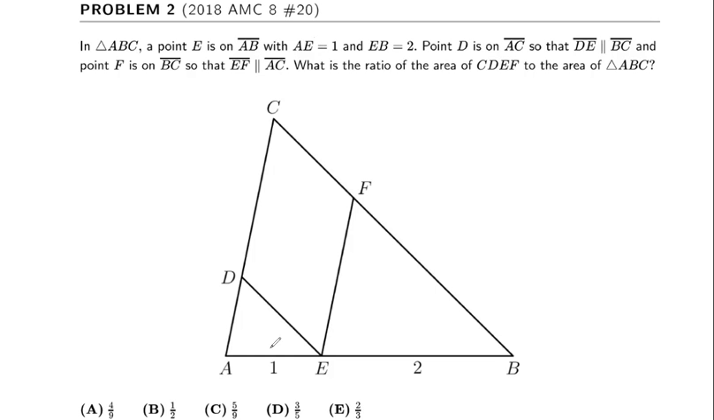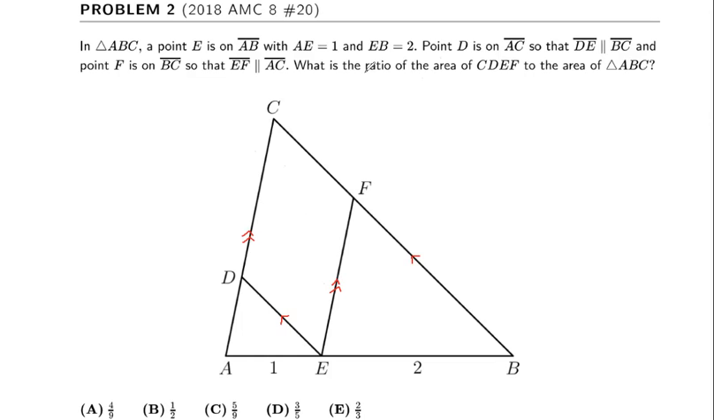So we are told AE is 1, this is 1, this is 2, and then there is a point D right here such that DE and BC are parallel. So this guy and this guy are parallel, and there is a point F right here so that EF and AC are parallel. Okay, so these guys are parallel, and we want the ratio of the area of CDEF, which is basically this parallelogram, to the area of ABC.